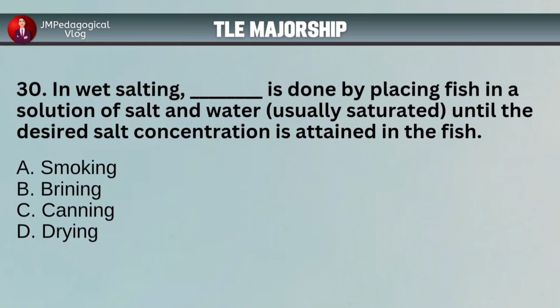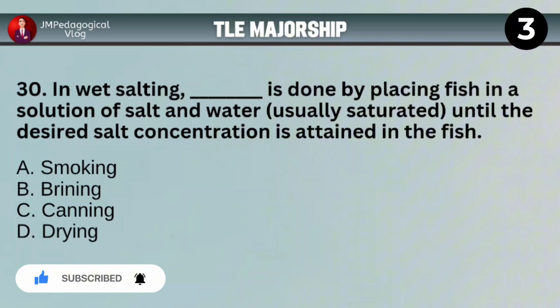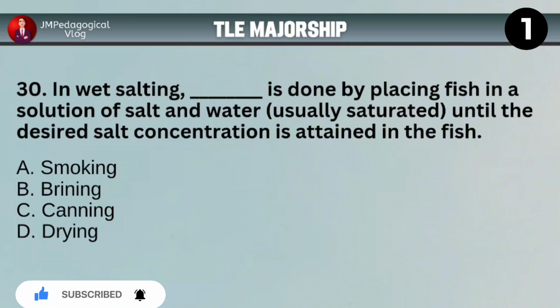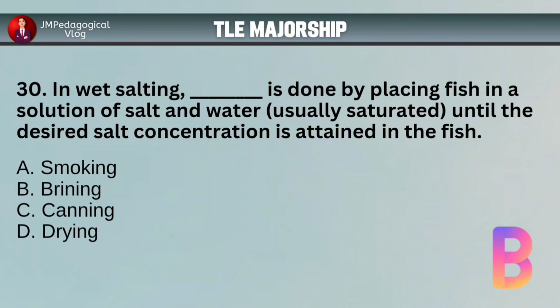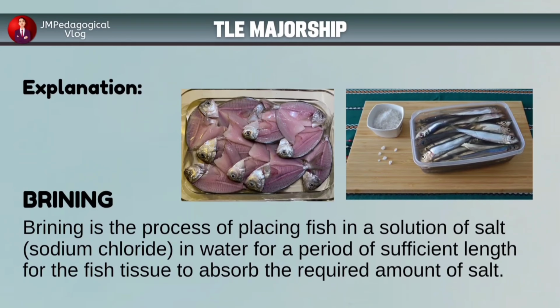30. In wet salting, blank is done by placing fish in a solution of salt and water, usually saturated, until the desired salt concentration is attained in the fish. A. Smoking. B. Brining. C. Canning. D. Drying. B. Brining. Explanation. Brining is the process of placing fish in a solution of salt, sodium chloride, in water for a period of sufficient length for the fish tissue to absorb the required amount of salt.